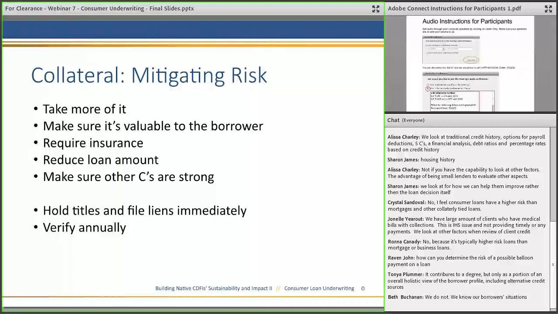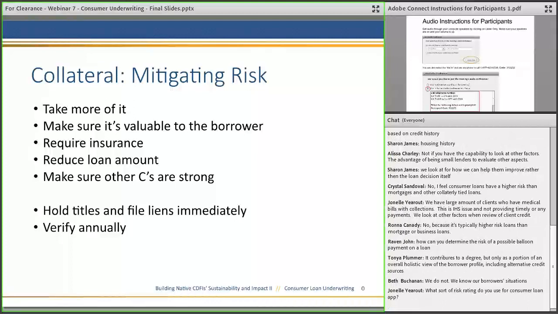And then you definitely want to verify at a minimum annually. I like to recommend a little more frequently, because things change, especially with insurance and other things like that. So I always recommend every 6 months, but at the very minimum annually.